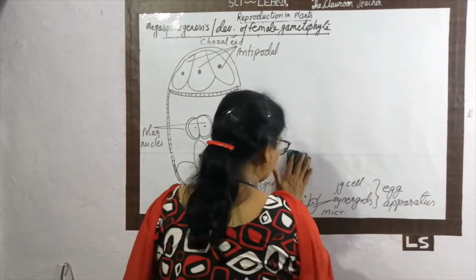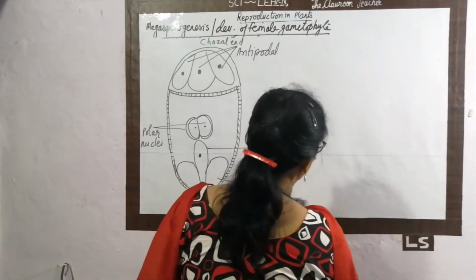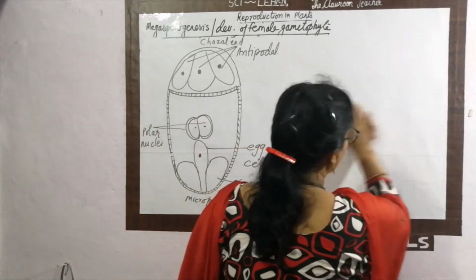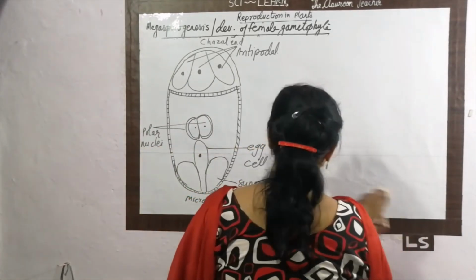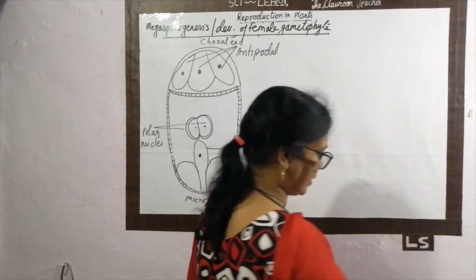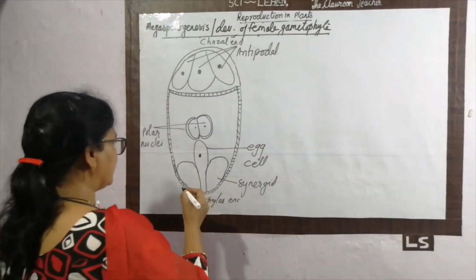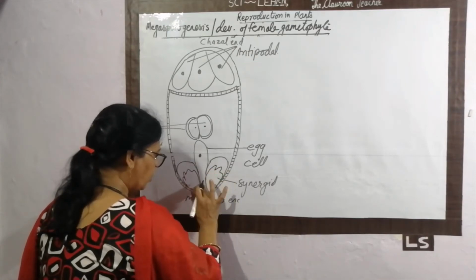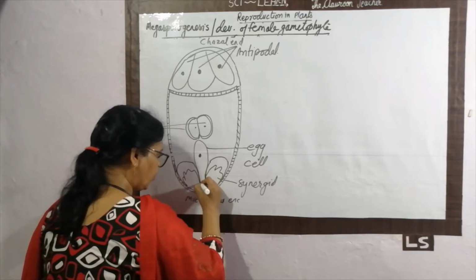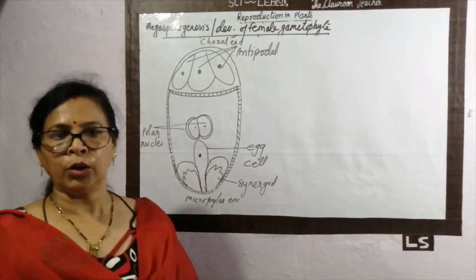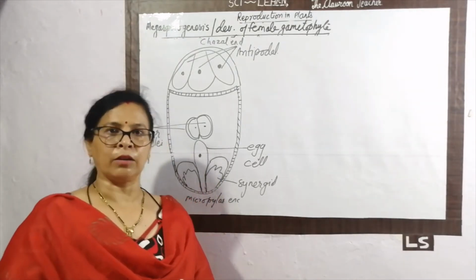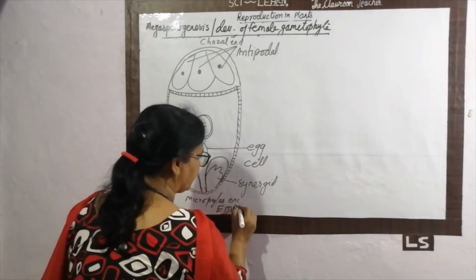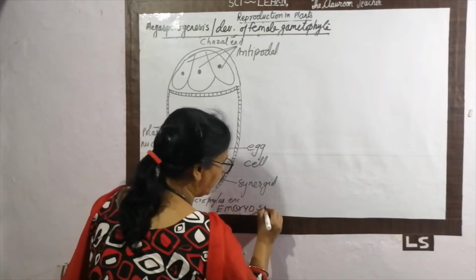Let's talk about the final structure of the embryo sac. What is the final structure? It is an 8 nucleated and 7 cell structure. This is the synergid. Synergids play an important role at the time of the formation of the pollen tube. So what is the structure? This is the embryo sac, or female gametophyte.